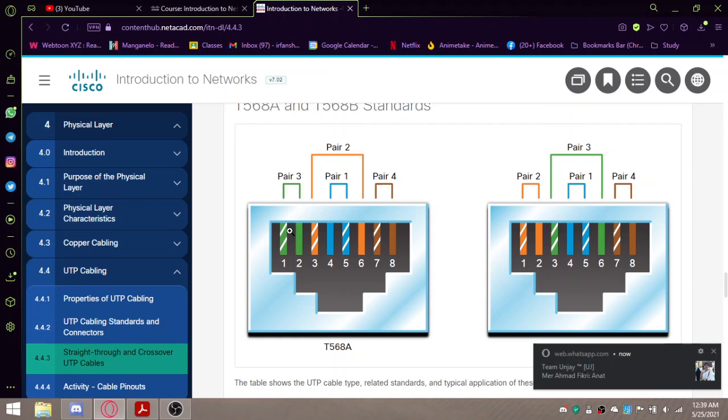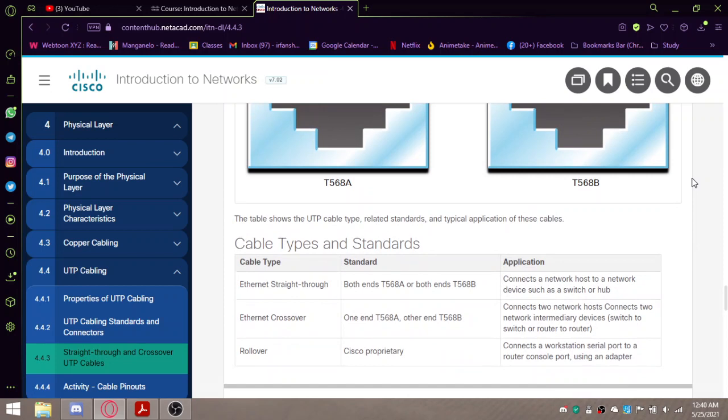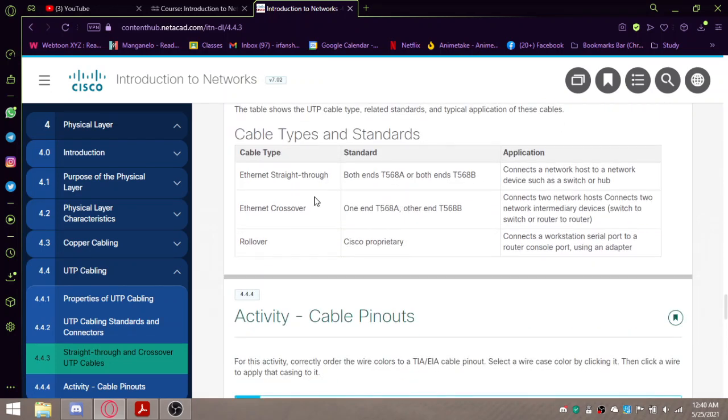This is it. Same as this one, pair 1, pair 2 differs, pair 3 is here. Cable type and standard: Ethernet straight through has both ends T568A or T568B. For Ethernet crossover, one end is T568A and the other end is T568B. The copper straight through has two ends, left and right, and you can choose either one for both.